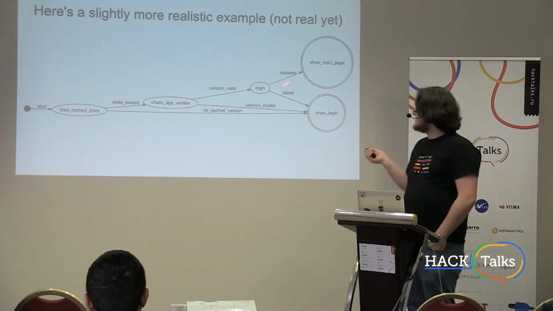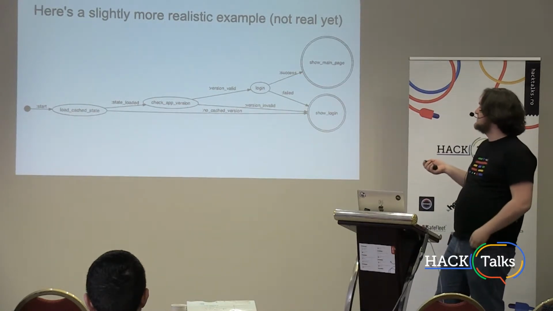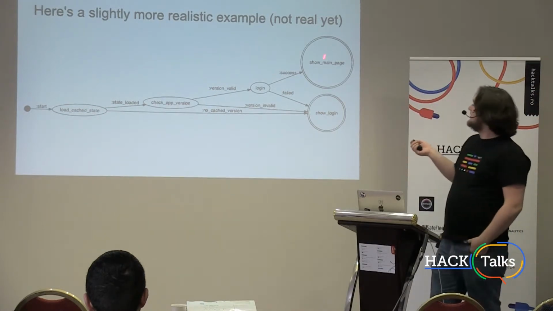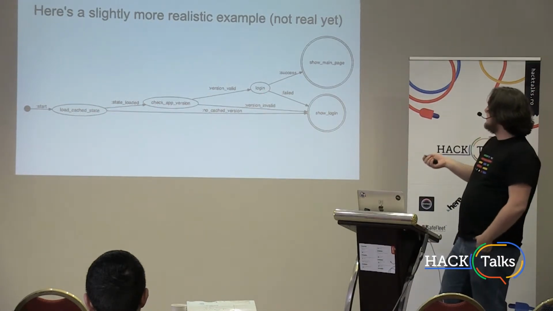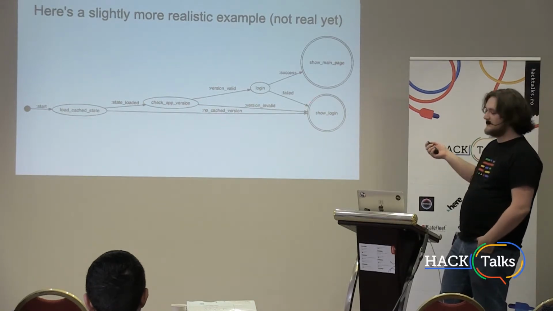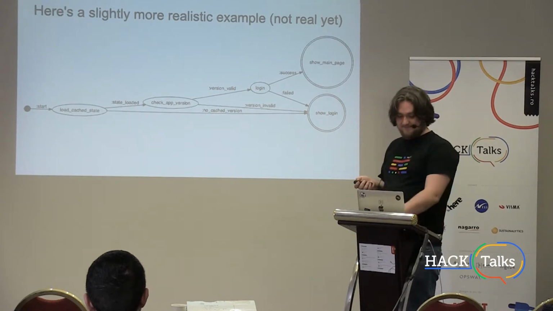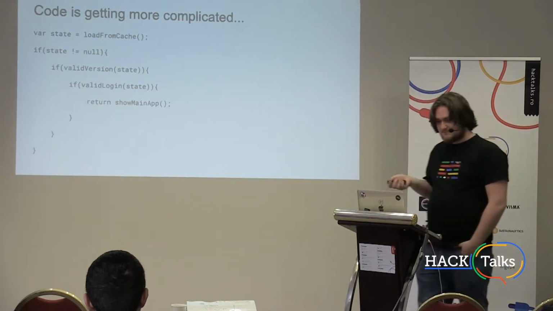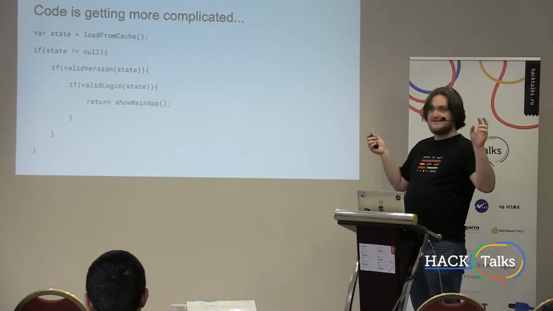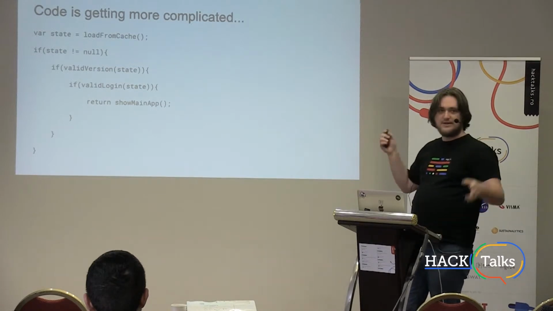You generally get more complex state transitions. Like you load some stuff from a cache and then you check some valid versions, and eventually you do a login if all of that's true, but otherwise you show an error, or show the login page again if something's invalid. This isn't actually a real example yet, but let's see how you do that. Well, you'd load some stuff from cache if the state is there, then you validate the version, then you validate the login, and then you show the main app.